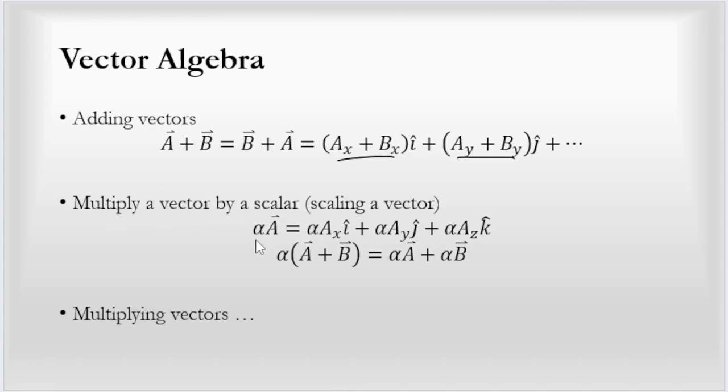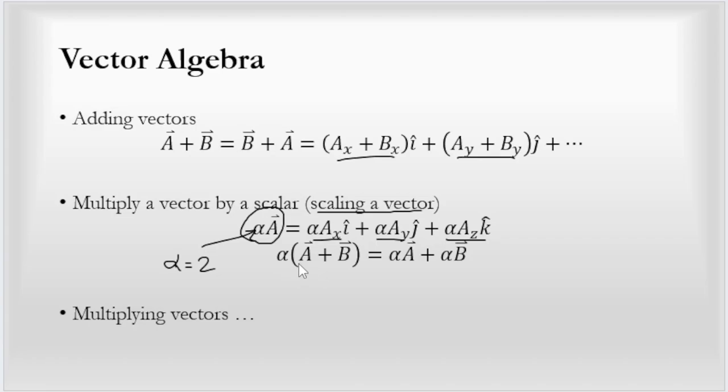Multiplying a vector by a scalar. If I take vector A and put some constant in front of it, maybe alpha equals 2, I'm doubling it. I'm scaling it, making A twice as long. That gets distributed throughout, so the new vector will be twice the original vector in the x direction, the y direction, and the z direction.